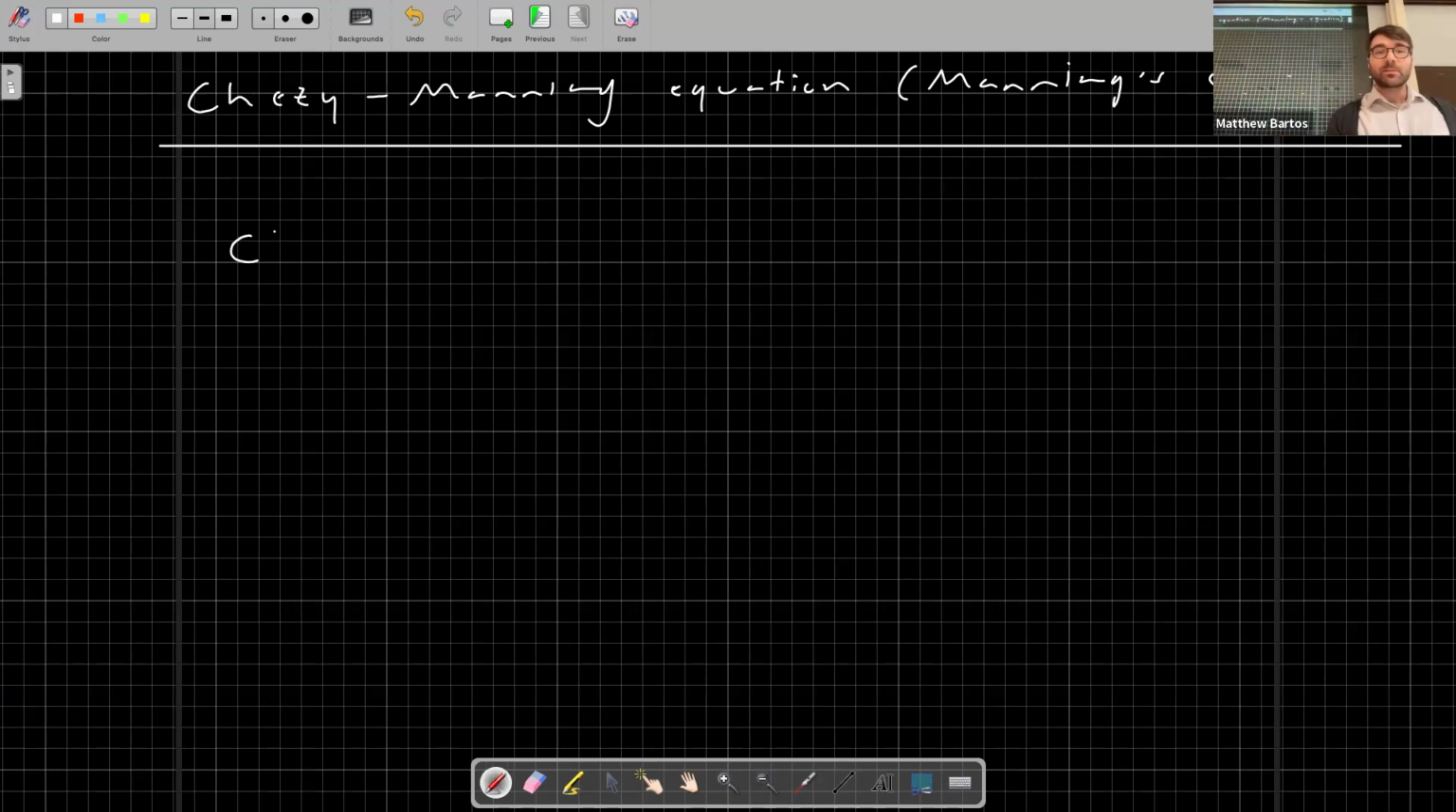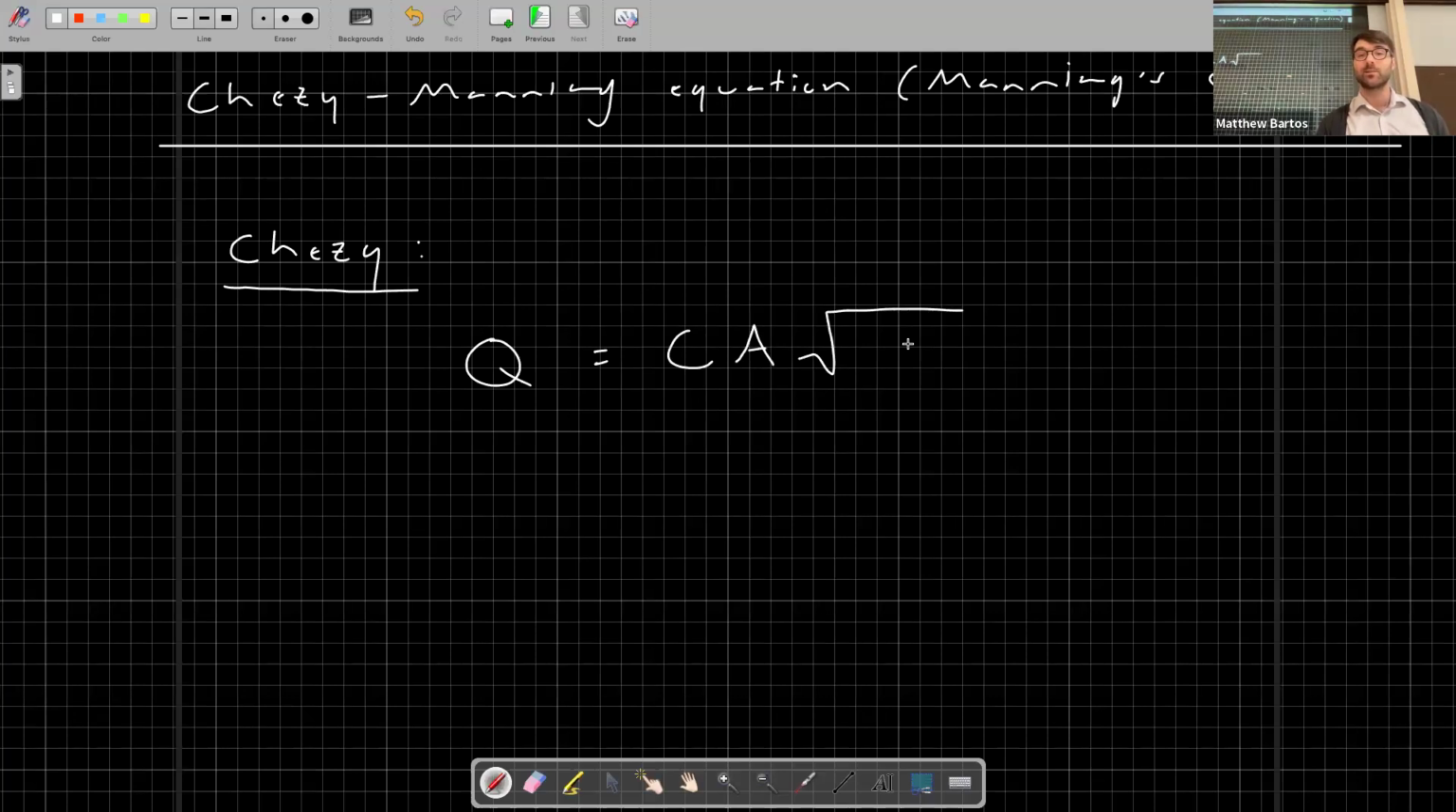So it comes from the Chezy equation, which is that same equation that I wrote out earlier that comes from equating the two different expressions for the mean shear stress. So that we have that Q is equal to some coefficient C times the cross-sectional area times the square root of the hydraulic radius times the friction slope. And like I said before, Manning's equation comes from just specifying a value for this coefficient C.